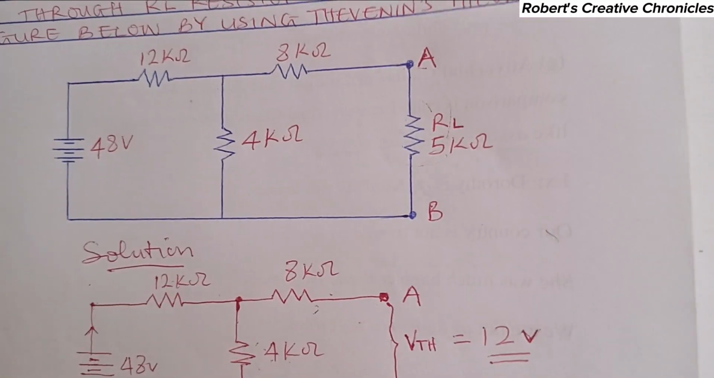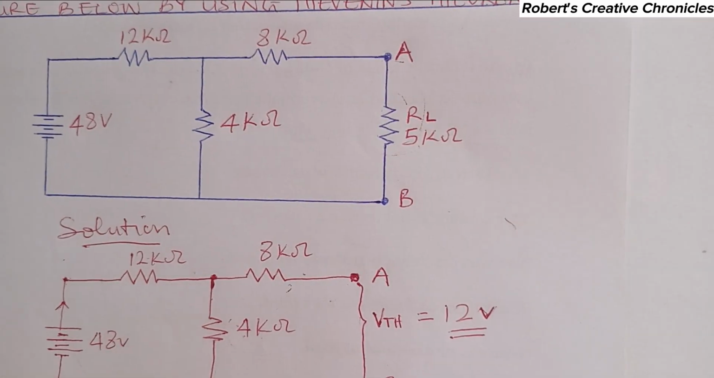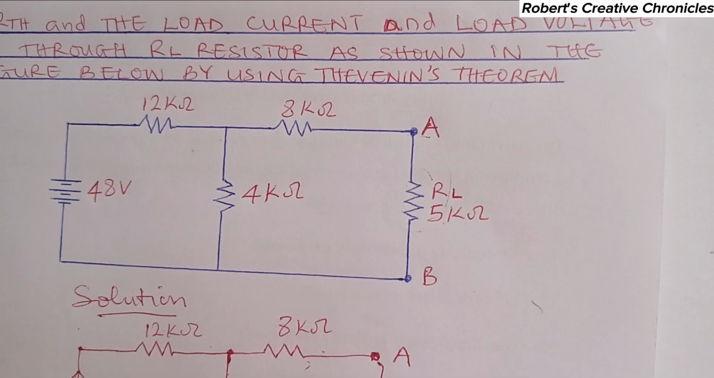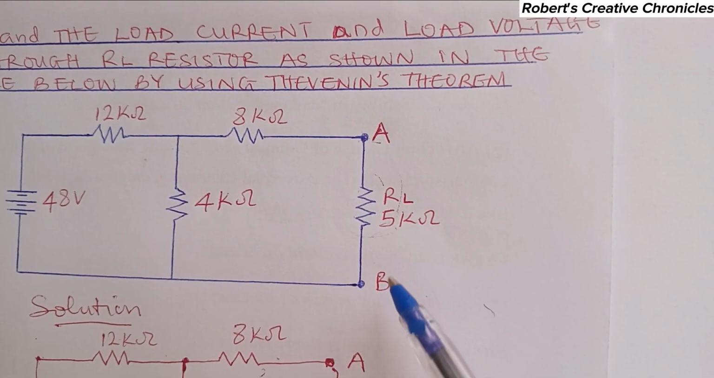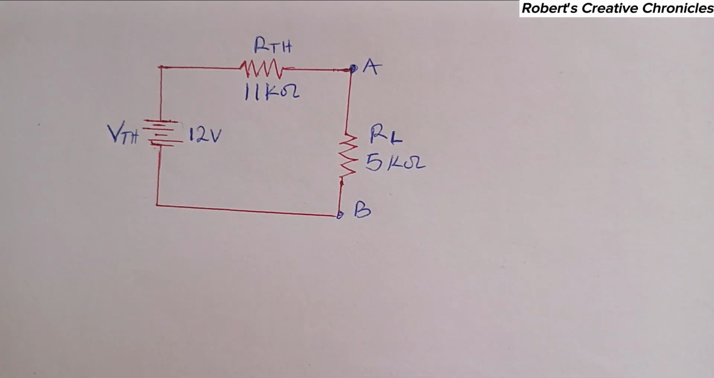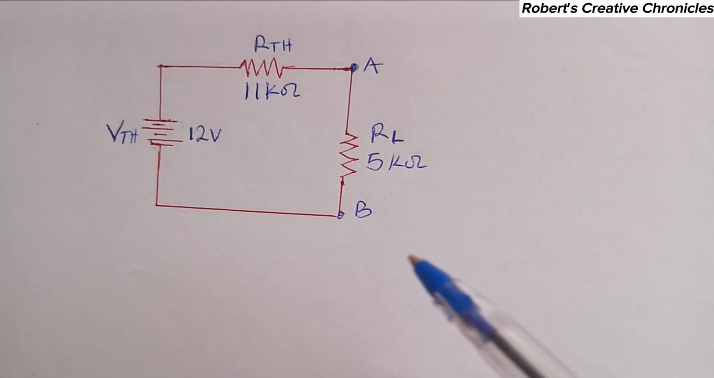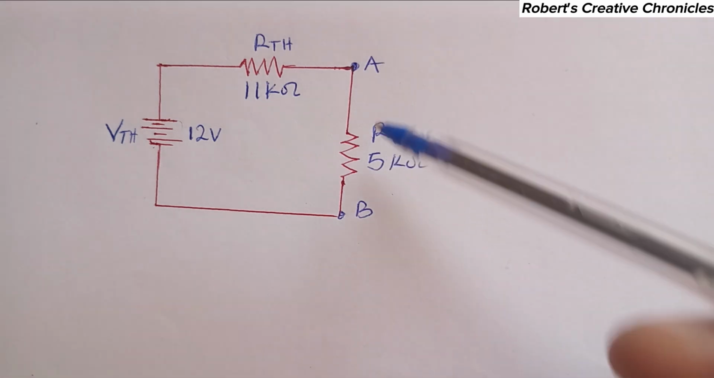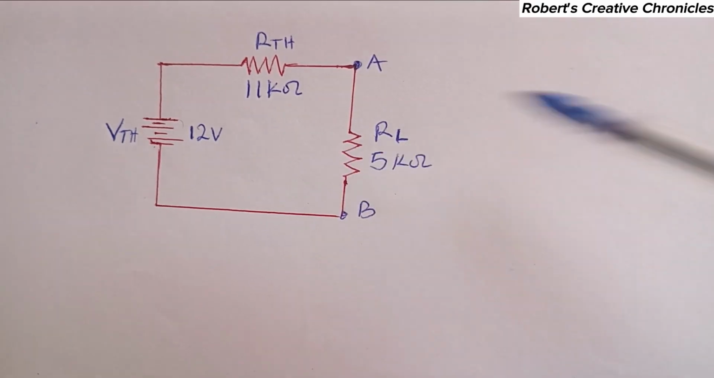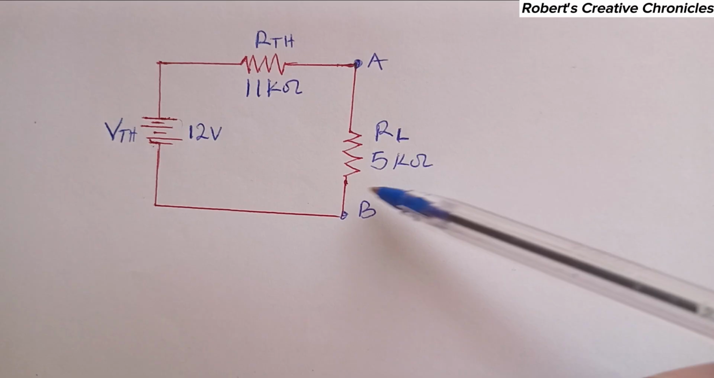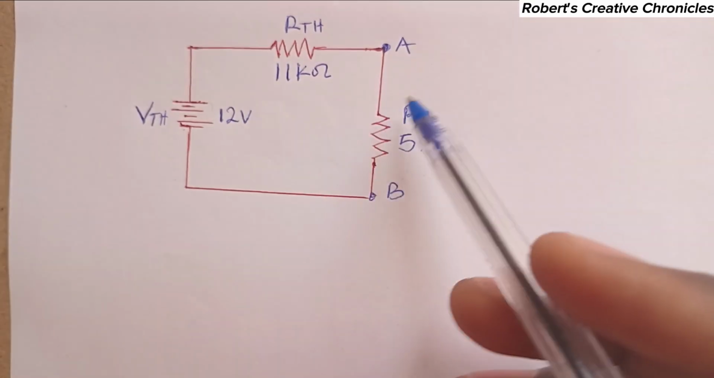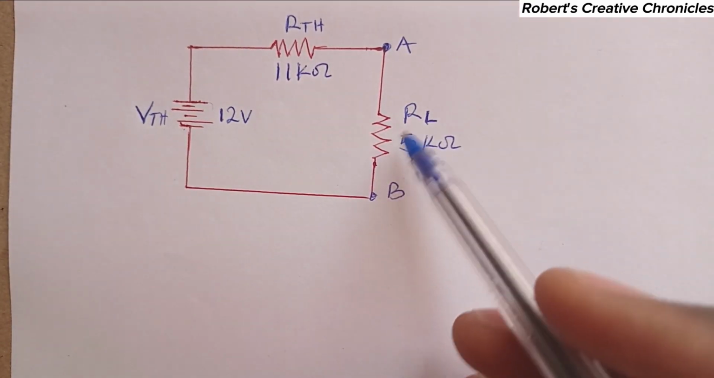Since we removed the branch according to Thevenin's theorem, to find the load current and the load voltage of that branch that we removed, we have now put it back so that we will find the current and the voltage. And this is how you do Thevenin's theorem. You remove the branch that has the resistor you're asked about, then you put it back after finding the Thevenin voltage and the Thevenin resistance. Then now we can find the load current and the load voltage.